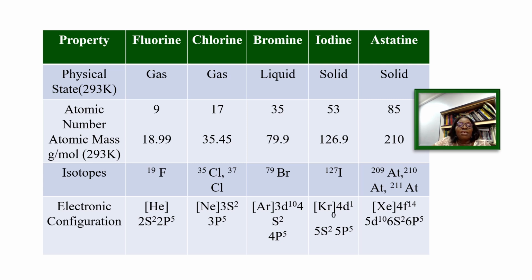These halogens can exist as isotopes. Fluorine has one isotope, fluorine 19. Chlorine has two isotopes, chlorine 35 and chlorine 37. Bromine has one isotope, bromine 79. Iodine has one, iodine 127. And astatine can exist in three isotopes: astatine 209, astatine 210, and astatine 211.